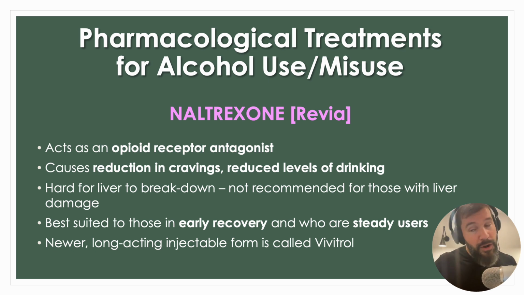But one thing that it does, partly because alcohol and the opiates are in a very similar, deeper depressant family, even though opiates are analgesics, is cause a reduction in cravings and therefore reduced levels of drinking. That's really cool, and it does work for a lot of people. The problem is that physiologically, it's very hard to metabolize. It's hard for your liver to break it down, so it's not recommended for anyone who's been chronically, heavily using alcohol over a long period of time and has therefore accumulated liver damage. It's best suited to people who haven't accumulated this damage and who are in early recovery, but steadily using.